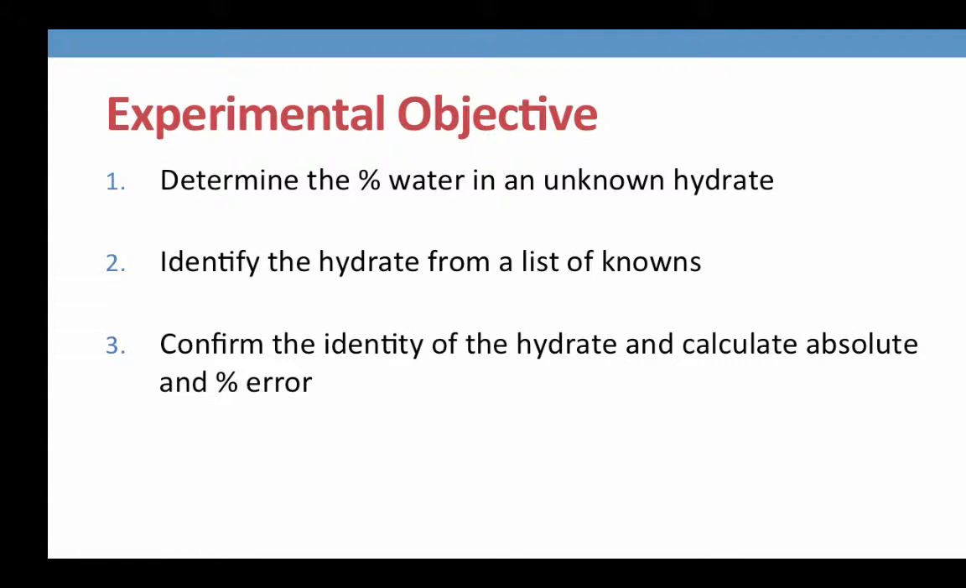The experimental objective is to determine the percent water of an unknown hydrate, and then to identify that hydrate from a list of knowns. You will then confirm the identity of the hydrate with your lab instructor and calculate the absolute and percent error of your experiment.